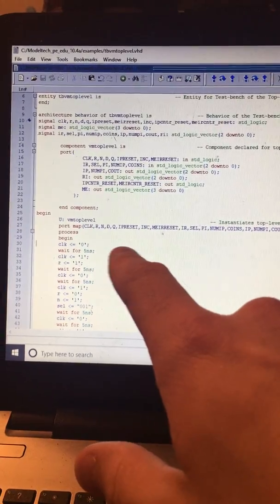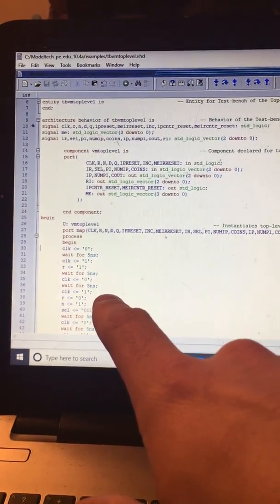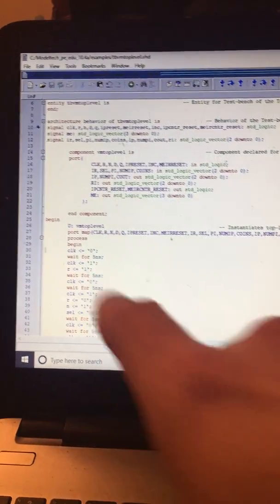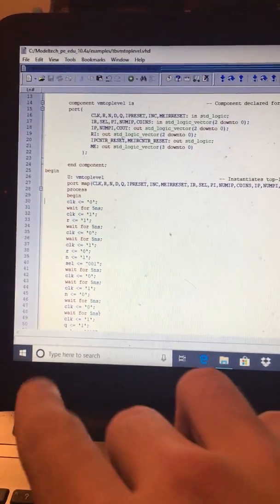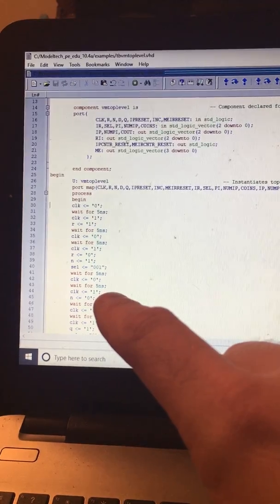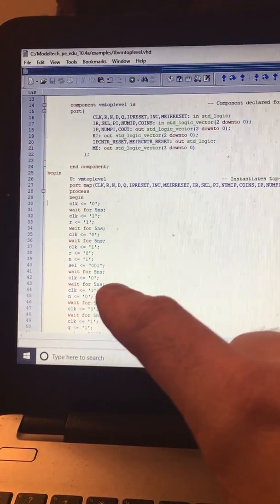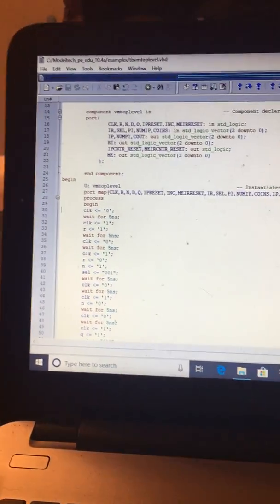I enable reset. At the next rising edge, I disable reset, put a nickel in, and select 1, which is gum. Now we're in state 5, gum selected, so the item's been purchased. It'll go back to state 0.